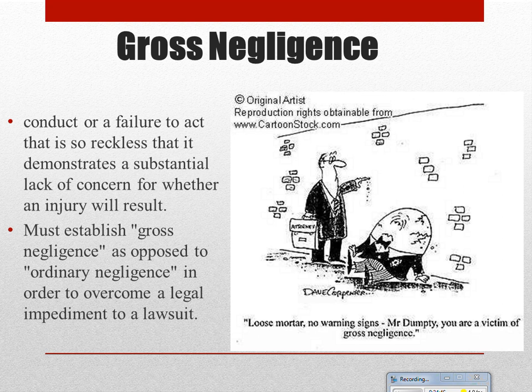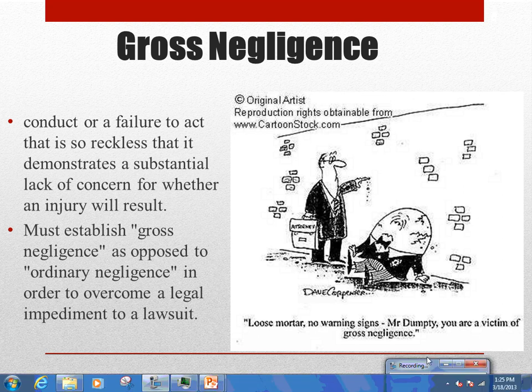They're saying that there was some gross negligence here, because the wall was not properly maintained. So it's not just an accident. He didn't just fall off of the wall. He fell because the wall was not properly maintained and there were no warning signs to tell him that he should be careful. So that's gross negligence.